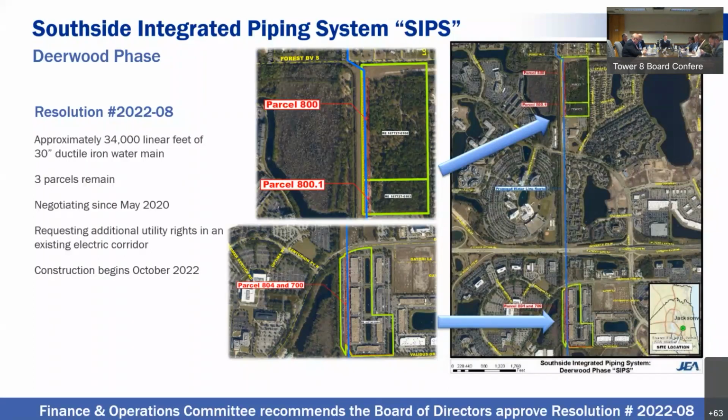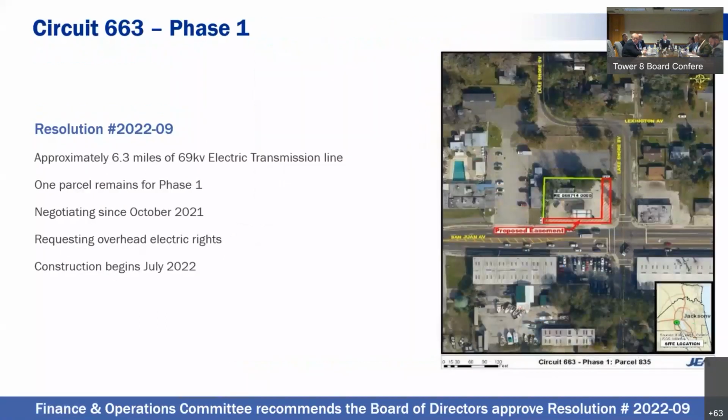The next project is Circuit 663. Circuit 663 is a 69 kV electric transmission project to relieve a currently overloaded existing circuit and provide better reliability to our electric territory. The entire project is 6.3 miles of new electric transmission circuit. And in phase 1 of this project, there is one parcel for which we need to seek approval for eminent domain.